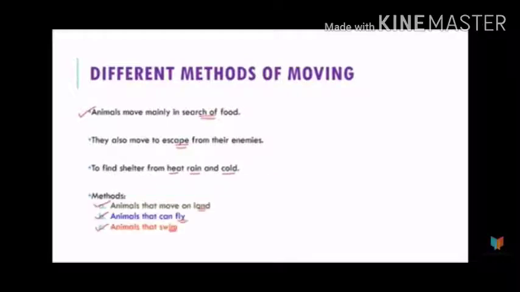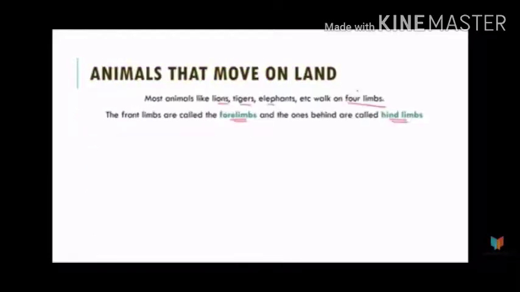There are three methods of locomotion or movement, and those are animals that move on land, animals that can fly, and animals that can swim. So let us understand them one by one along with their examples. So the first one is animals that move on land. When you see that animals move on land, most animals like lions, tigers, elephants all walk on their four limbs. So they have two front limbs and two back limbs.